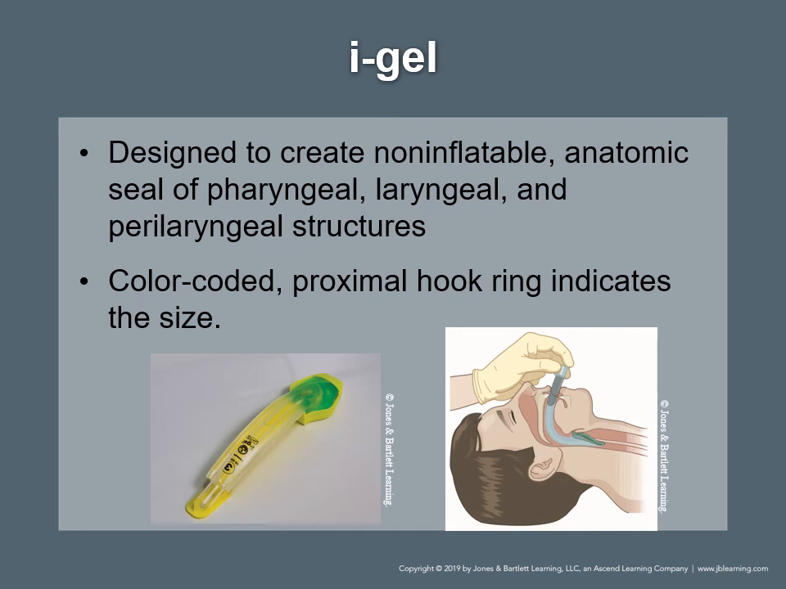It features an integral bite block, a gastric access channel, a supplemental oxygen inlet port, and a support strap. A color-coded proximal hook ring indicates the size of the iGel. Table 11-13 lists 3 adult-sized iGel supraglottic airways and patient weight criteria. The steps for inserting an iGel supraglottic airway are shown in Skill Drill 11-14.